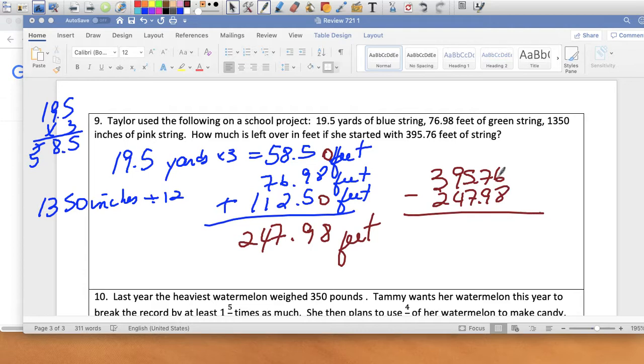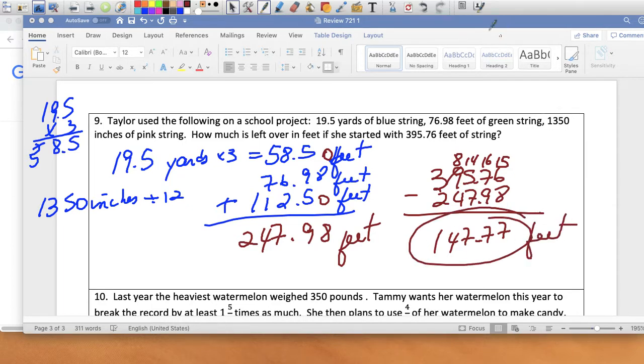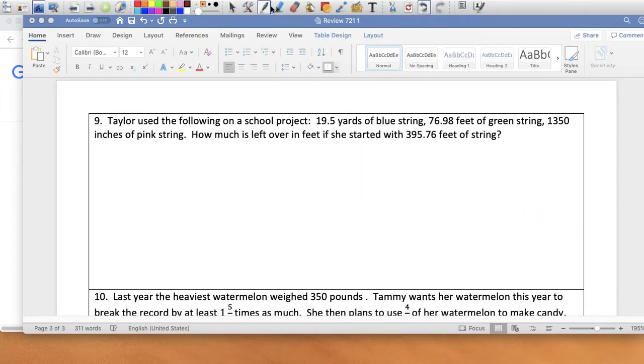Well, a little borrowing from here makes it 14, makes this a 16, which makes this a 15, right? 7, 7, 7, and 4, and 1. That's how much left over I have. Feet.